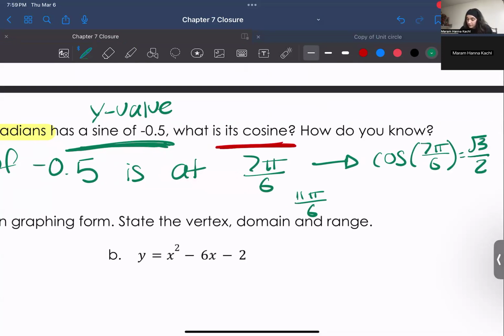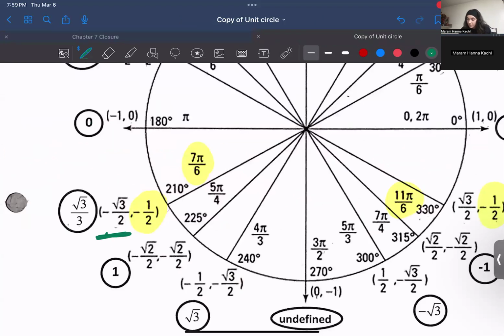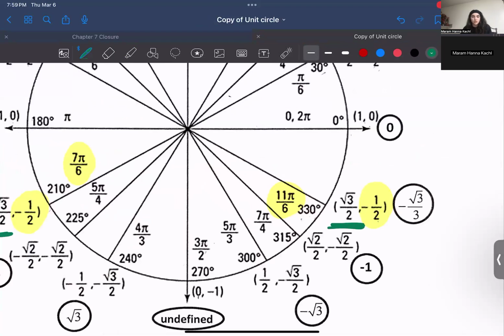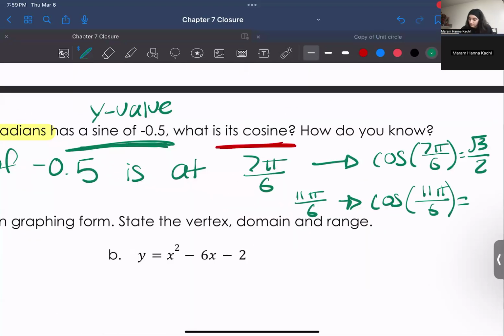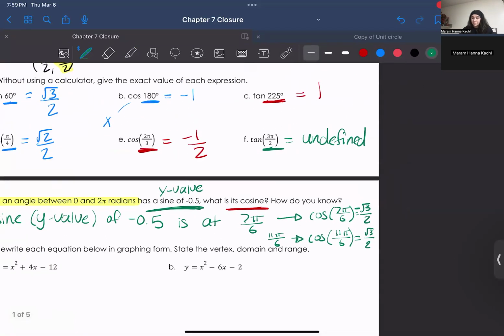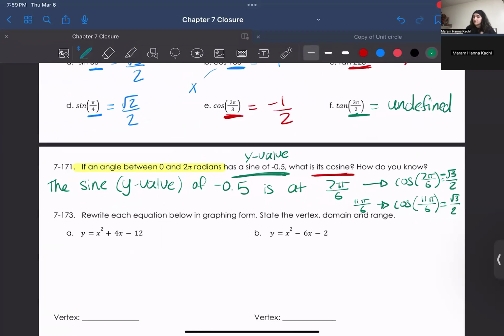And then for 11 pi over 6, that one has a cosine of, again, cosine looks for x values. So go back to your unit circle, find 11 pi over 6, and that x coordinate this time is just regular √3 over 2. I think I forgot the negative on that. Okay, and that's all they were asking for. How do I know? Use the unit circle, found where the sine was at -0.5, and then found the corresponding cosines for each of those angles.